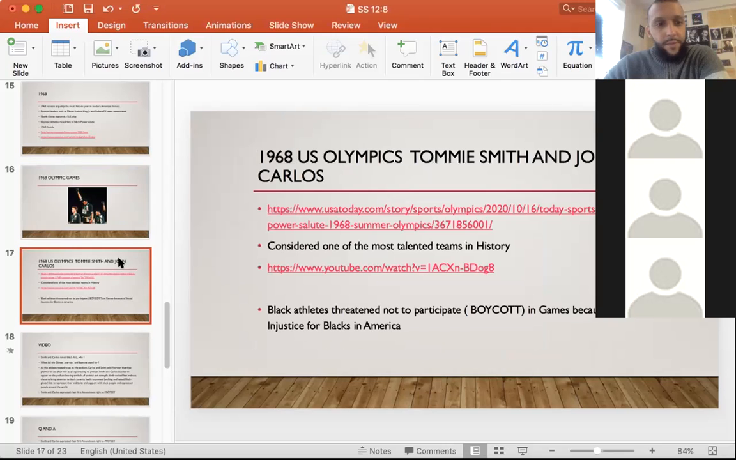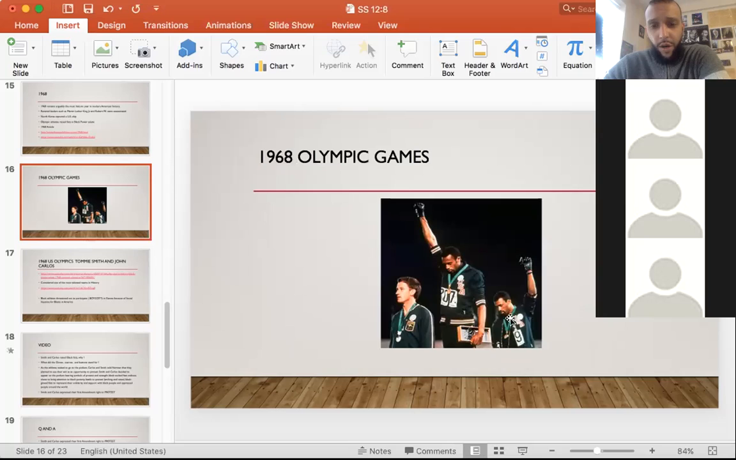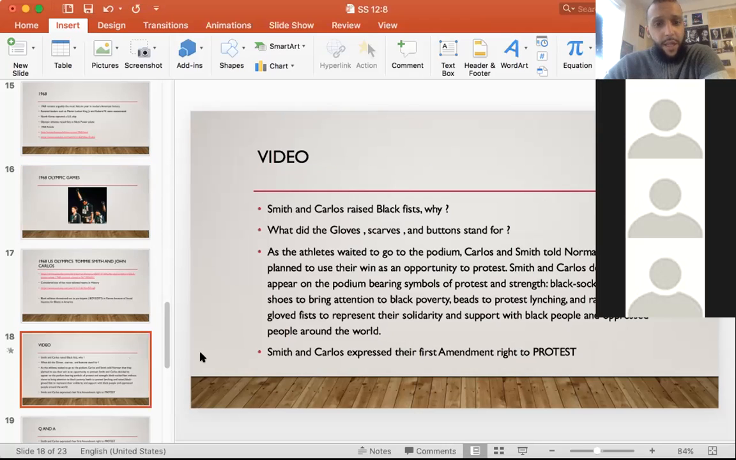When they protested, they did a symbolism. So they went to the podium with just black socks on with no shoes. And that was to bring attention to black poverty in the United States. The beads that were worn around John Carlos's neck were to bring attention to the lynching of black Americans. And like I said before, the raised black gloves, fists represent their solidarity and support with black people oppressed around the world. So what they did, Nasir, is they took their First Amendment right and they protested.